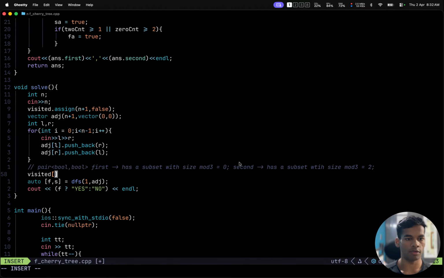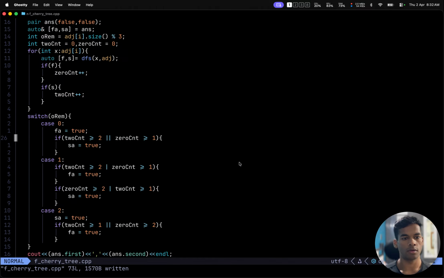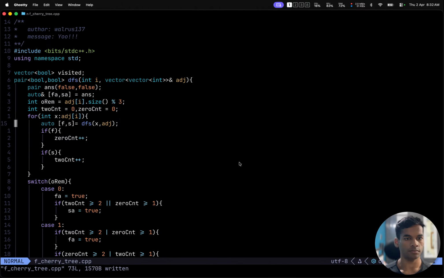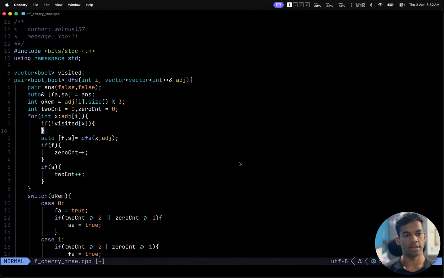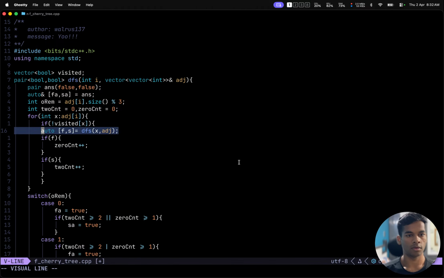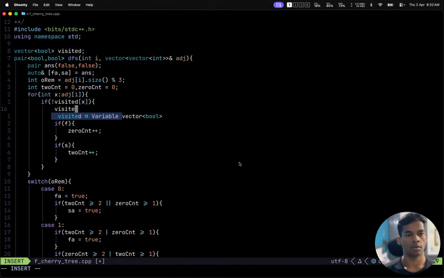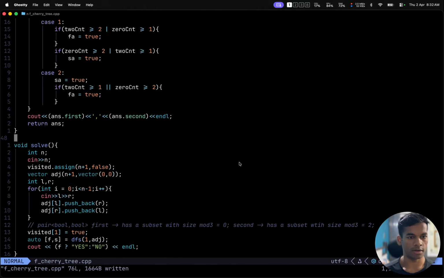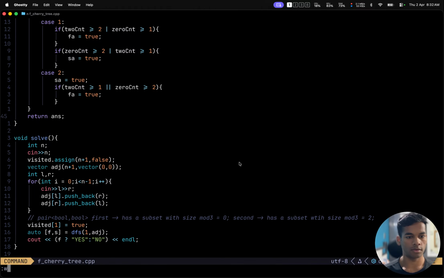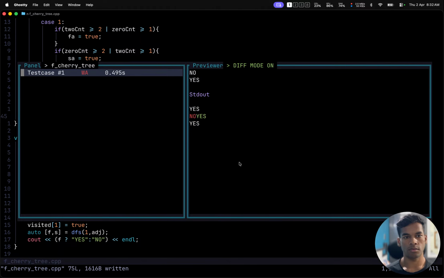And here say visited 1 equals true, and if not visited x, only then visit x. What do we have now? Wrong answer, which is much better than segmentation fault. We have now wrong answer.